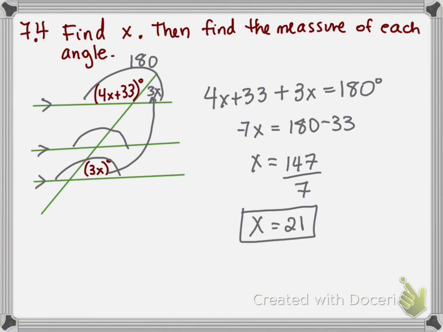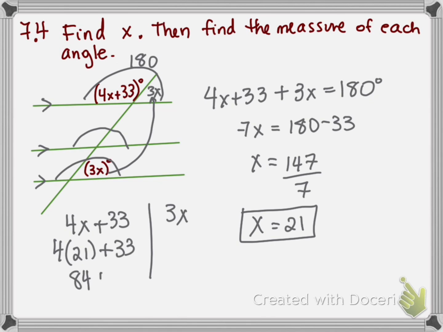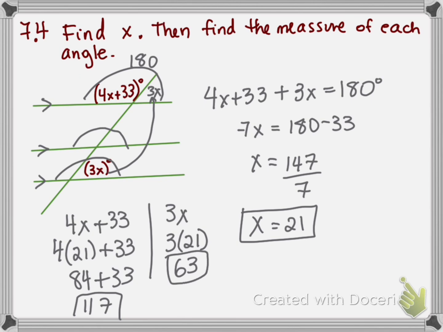Now notice that in this case, the question says find x and then find the measure of each angle. So we have to find x, but then we also have to find what is the measure of 4x plus 33 and what is the measure of 3x. We do this by evaluating or substituting the value of x that we just found in the expression. So this is going to be 84 plus 33, which is 117. And then in this case, we have to multiply 3 times 21, which is 63. And now notice that if I add 63 plus 117, I get 180.